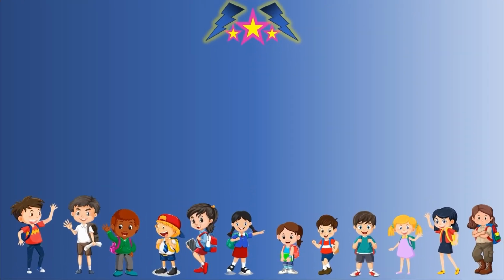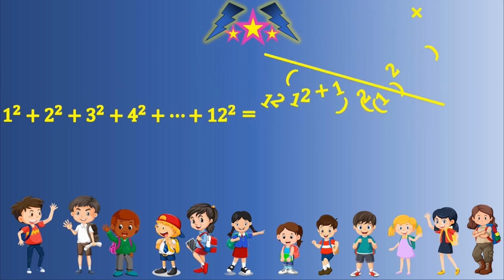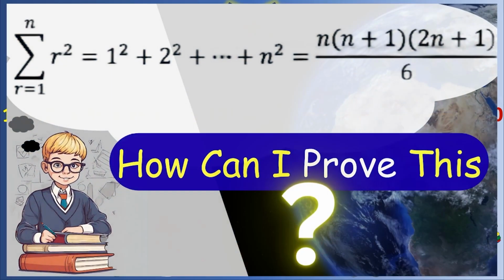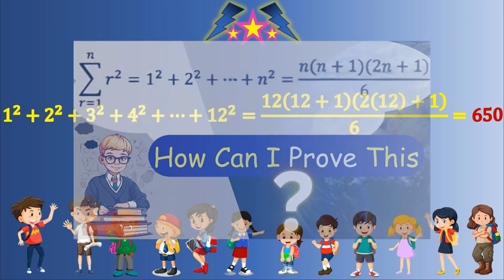To collect all the squares, we need to sum all the unit squares. We can write 1 as 1 squared, 4 as 2 squared, and continue until we reach 12 squared. Assuming that you are already familiar with this formula. If you're not, it would be better to watch this video first. We have prepared this video to help you understand how this formula is derived.